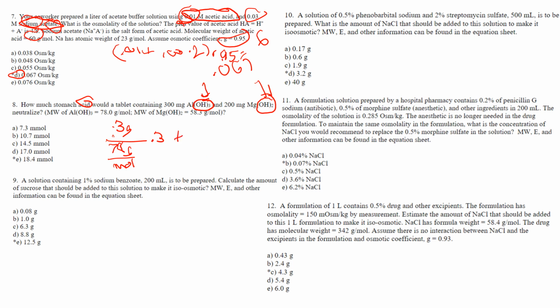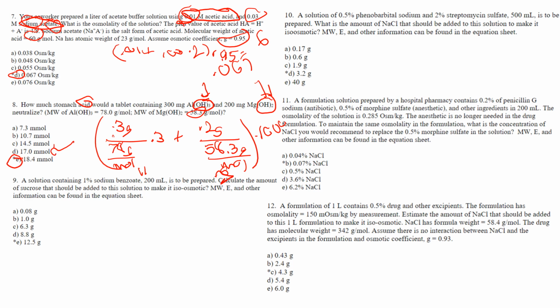Let's multiply that by 3 plus 200 milligrams, so 0.2 grams of magnesium hydroxide over 58.3 grams per mole. And then the last step is, since these are in moles and we want them in millimoles, just multiply these by 1,000. You get your answer of 18.44 when you actually solve the math. It's E, I promise.